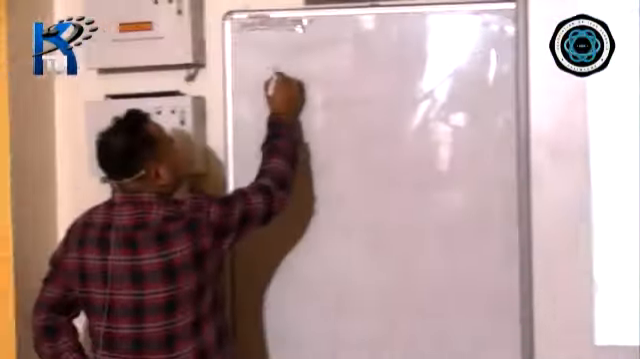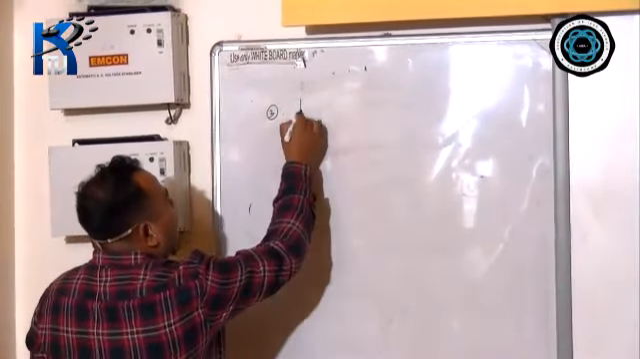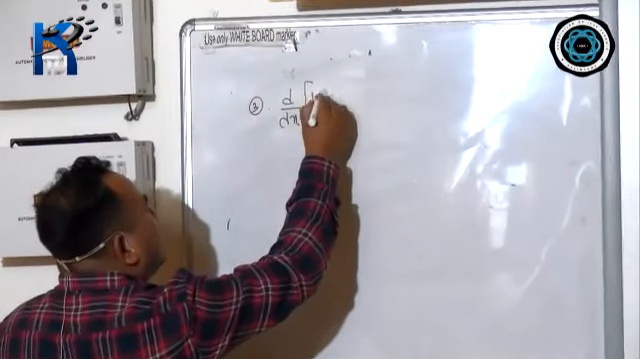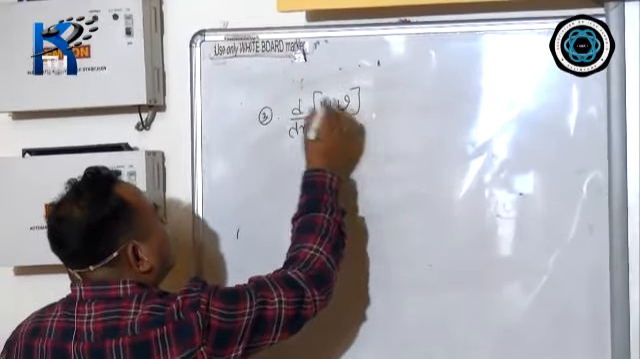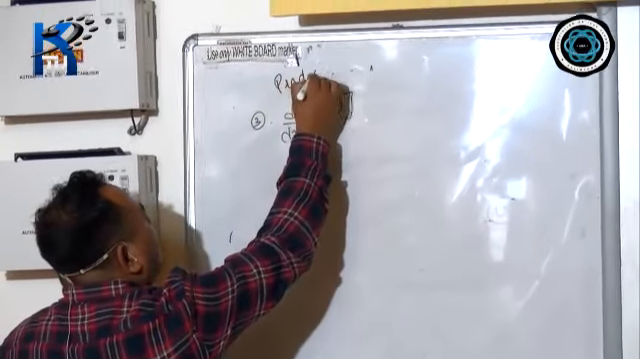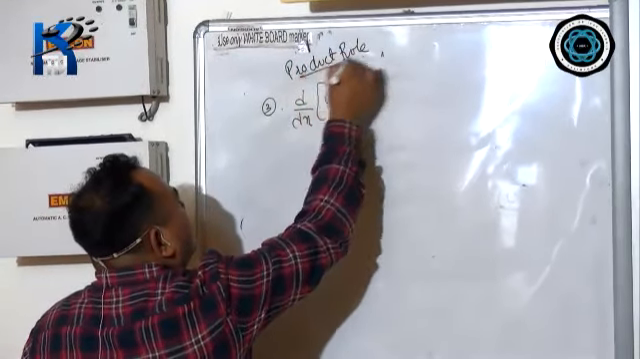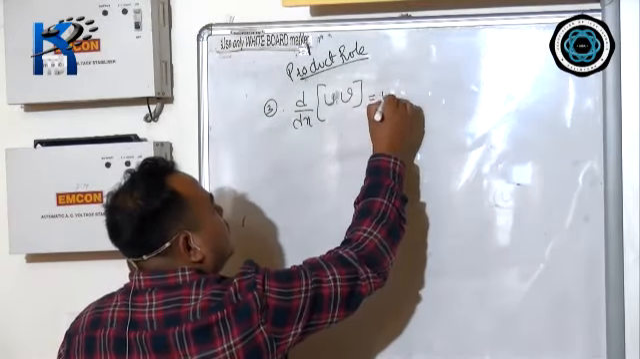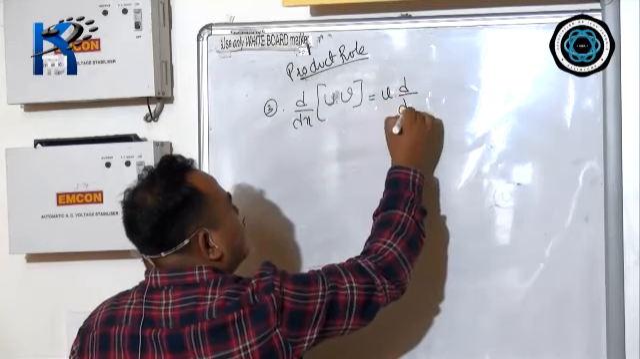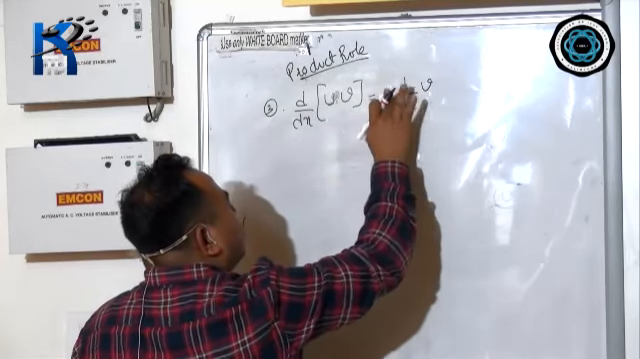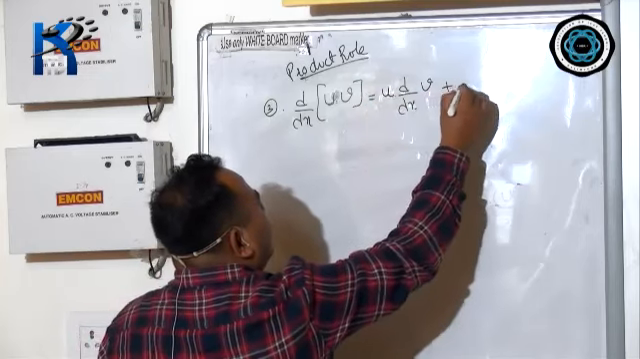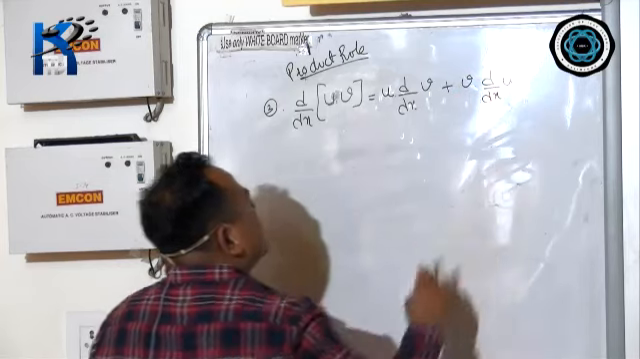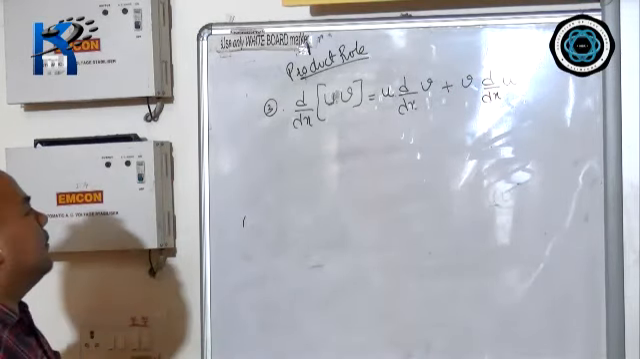Third property, whenever you have to differentiate two functions which are being multiplied with each other, u into v, this is also called product rule. Product rule says you cannot apply the formula directly. So what we need to do is, you keep u constant, differentiate v. Now you keep v constant and then you differentiate u. So it's like differentiating one after the other but not together.